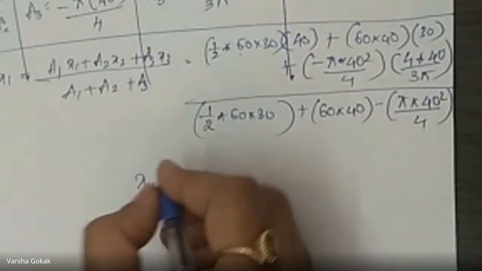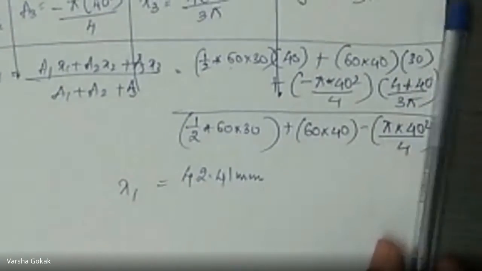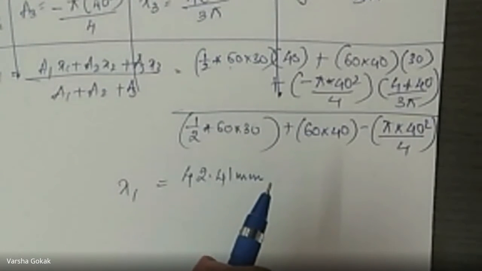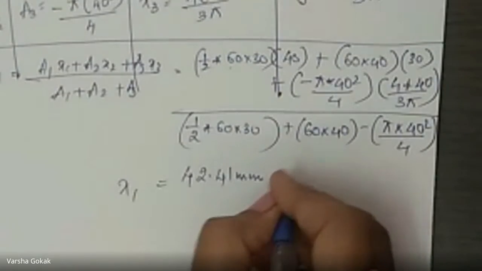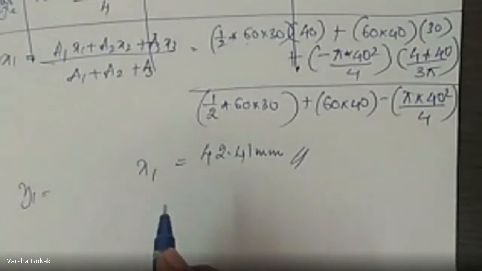I'm getting 42.41. Anybody else? Shifa? Hey, Pallavi's got it already. Yeah, 42.4. Pallavi, Lakshmi, yes, correct. Okay. So similarly, get me the value of y1, please.